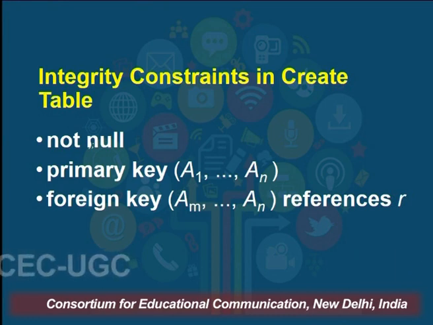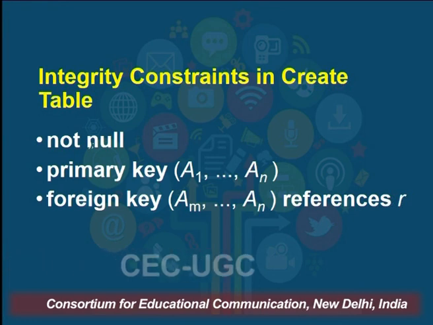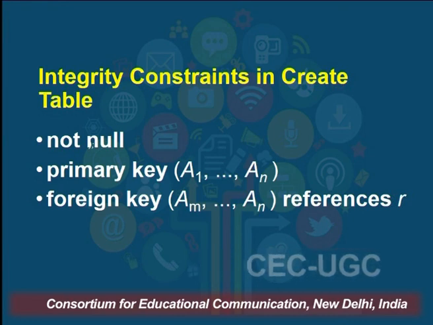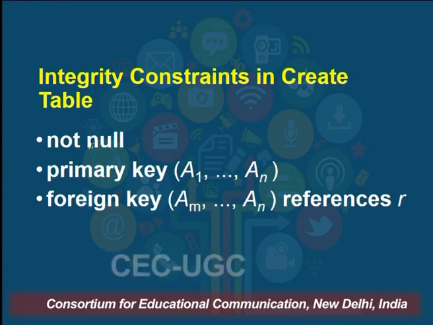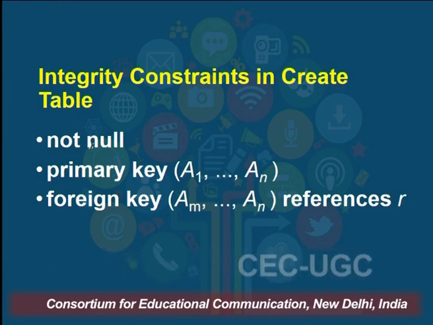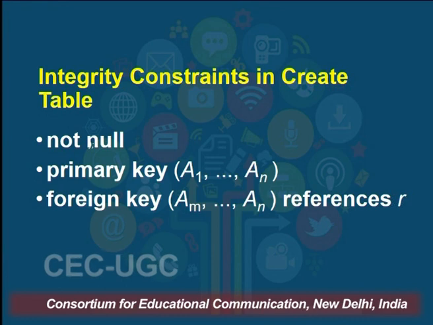What primary key you need to make? There can be more than one primary key, which is taken as a composite. So, A1, A2, A3 till AN, and there will be foreign keys starting from AM to AN. It could be one or it could be more. References are. So, let us try to understand how these integrity constraints are working within the create table command.